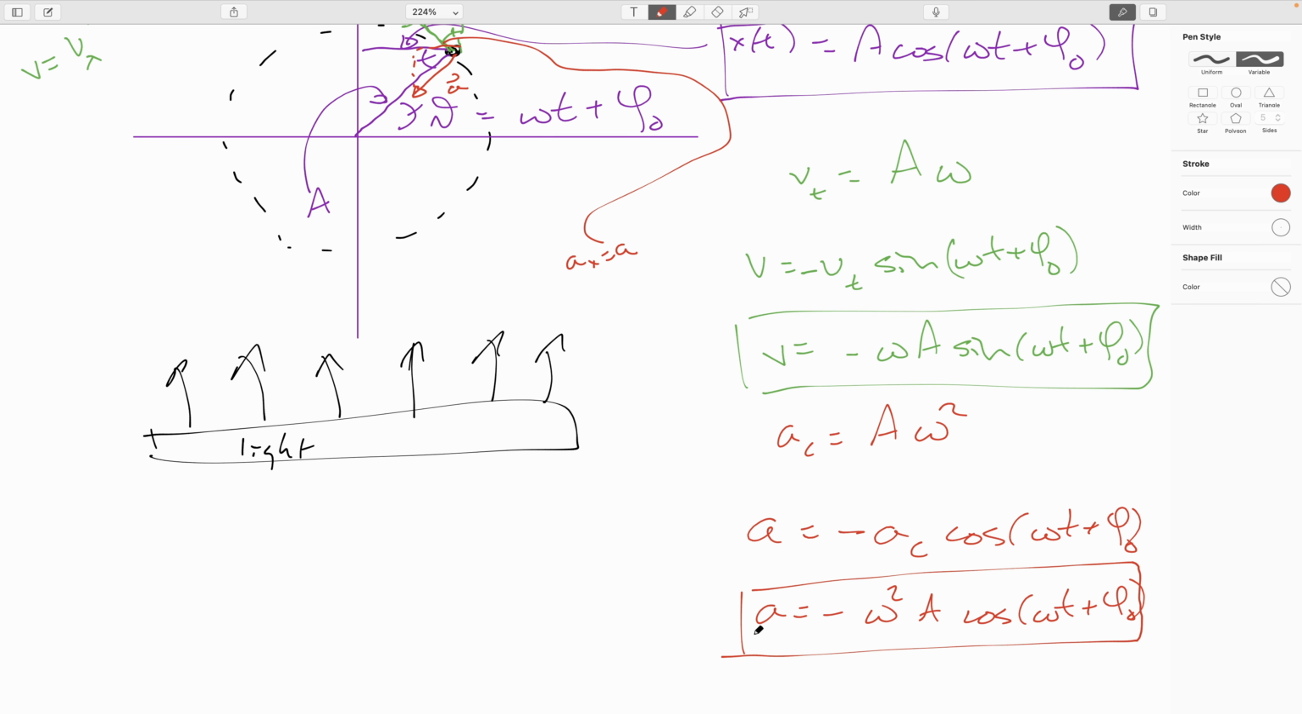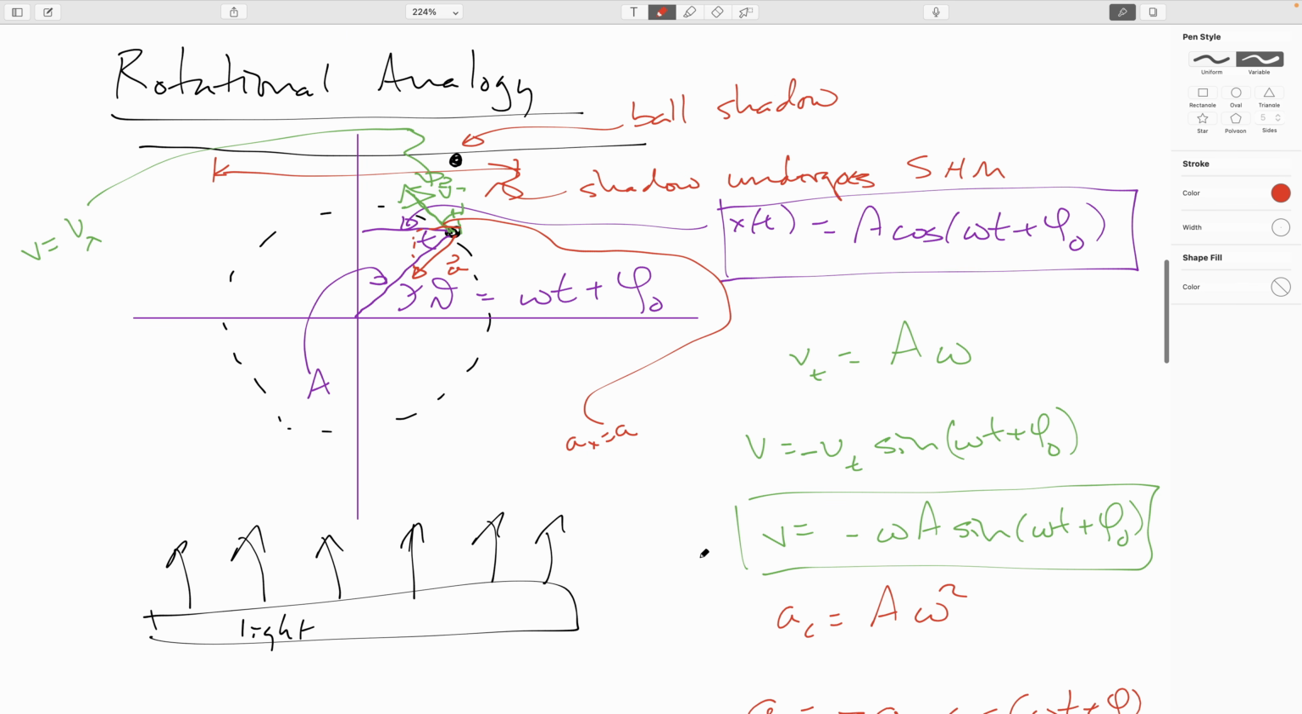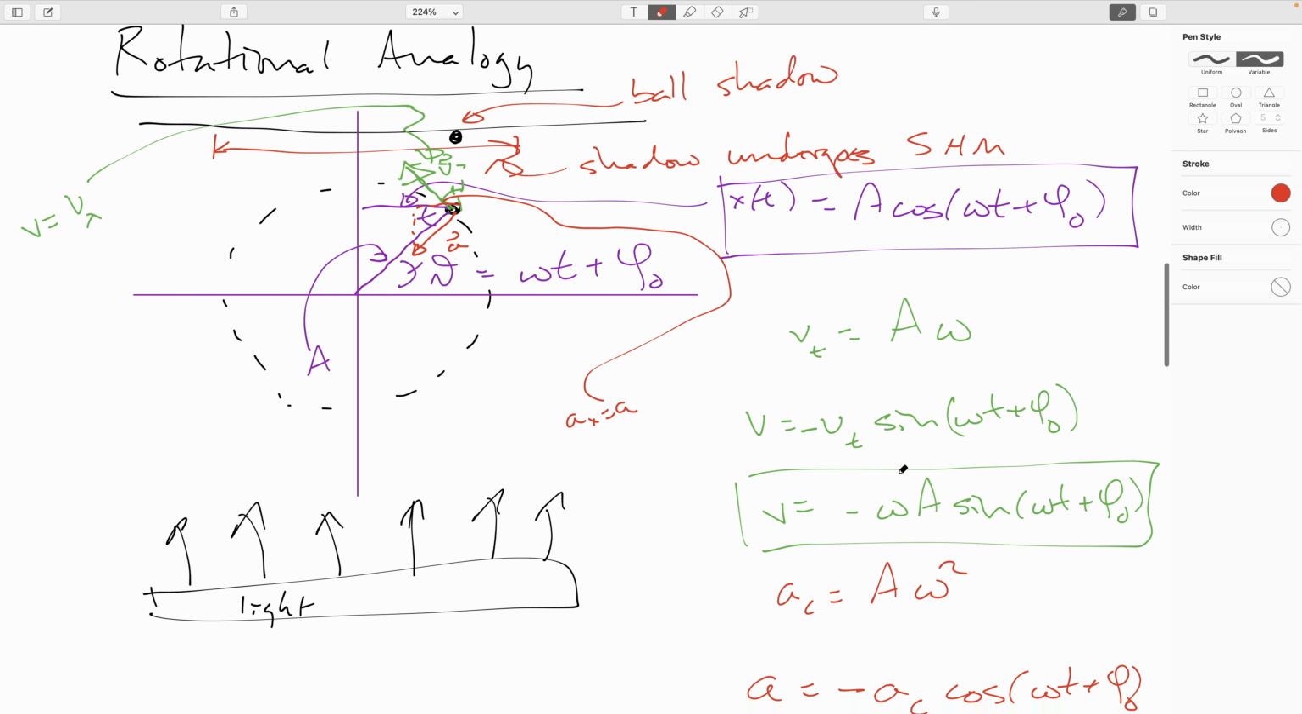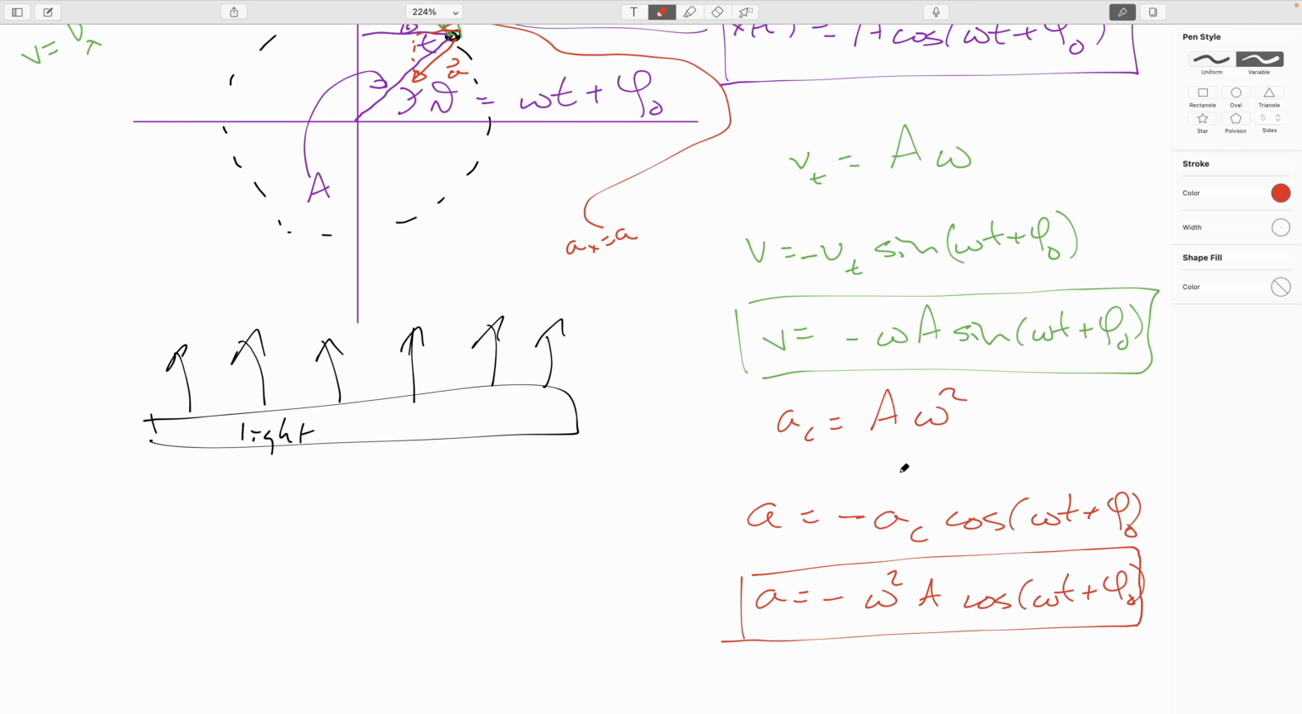So it turns out that the motion of a mass on a spring is exactly the same as the motion of the shadow of a ball that is going in uniform circular motion. Because this analogy is exact, this is why we use the notation omega for the natural frequency, because of this one-to-one identification with the angular velocity of the mass on the string.